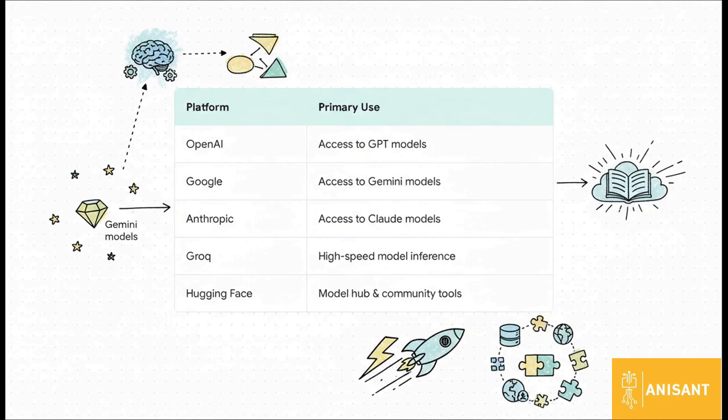We'll get access to OpenAI's famous GPT models, Google's Gemini models, and Anthropic's Claude models. Then, we'll also tap into Groq for something really special: speed. And of course, we need access to Hugging Face for their incredible collection of tools and models.